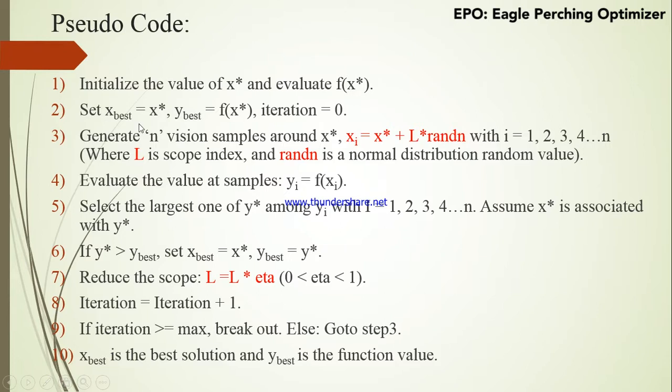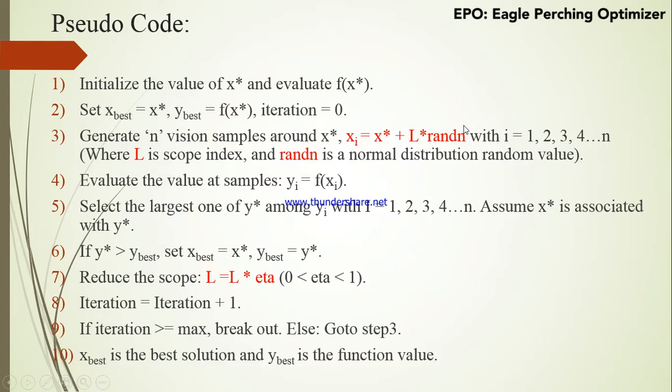In the second step, we are assuming that the randomly generated point x star is the best point we can have, and at that point the value of the function is the best function value. So this is our first iteration. The third step is similar to the glancing and sampling of the eagle. Here we are going to generate n points around the randomly generated x star.